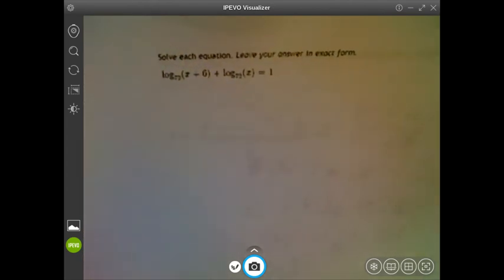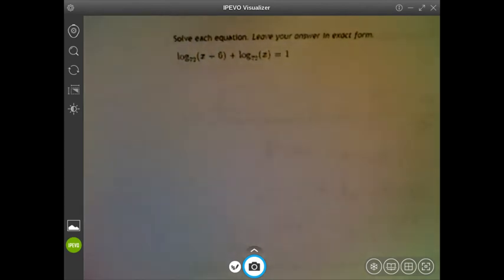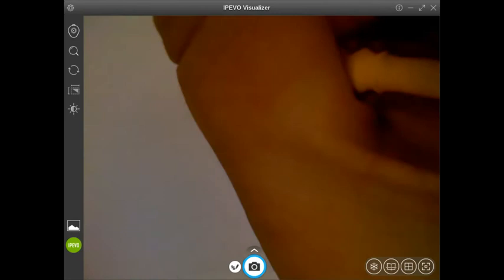All right, here's another one. We have log base 72 of x plus 6, that's a plus, plus log base 72 of x is equal to 1. This one, we're still going to use that property and still have two logs equal to each other, but we have to do some combining, condensing, and changing of some forms first.